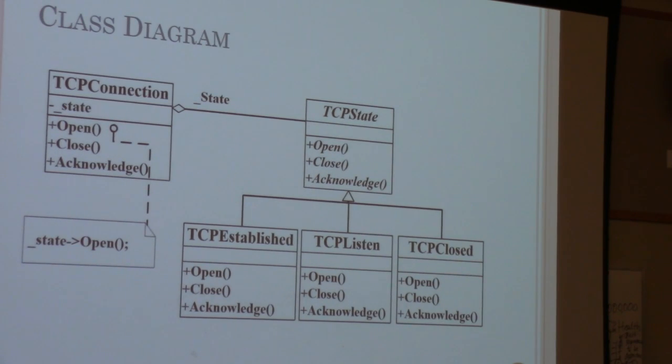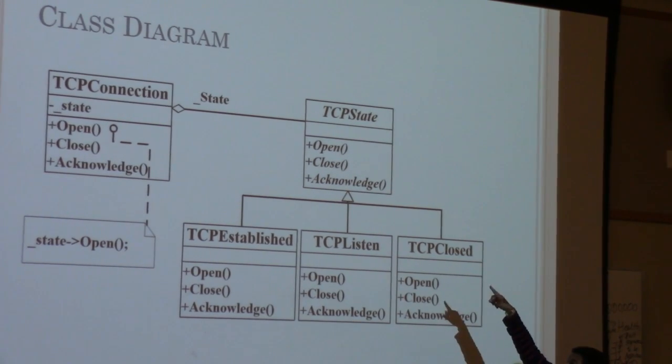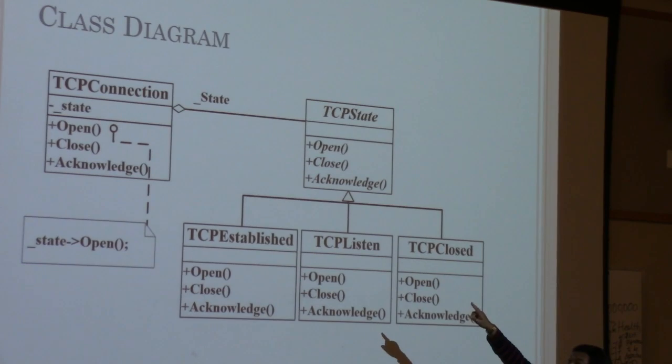So here is the corresponding class diagram. You have the TCP connection and the TCP states. How many states did we see? Three of them: connection closed, connection established, and the listen mode. They all have these open, close, and acknowledge methods which were added there. And then the TCP connection class has a pointer to the TCP state. Now what it points to is one of them at a given time. Okay? And then it uses that state class to call open, close, or acknowledge.